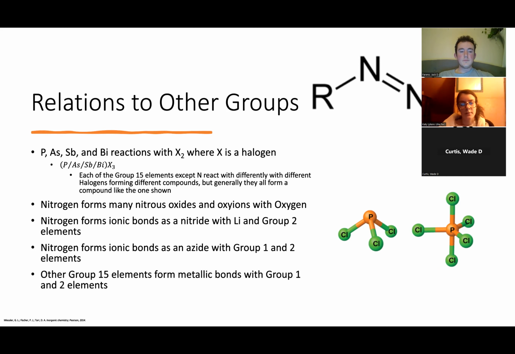So nitrogen forms bonds with a lot of other molecules. The main one is that they form bonds with a lot of the halogens, as we see in the bottom right-hand corner with phosphorus and chlorine. So nitrogen also forms nitrous oxides and oxyions when bonded to oxygen. It can form ionic bonds as a nitride or as an azide with group 1 and group 2 elements. And the other elements from group 15 can form metallic bonds with group 1 and group 2 elements such as lithium or magnesium.